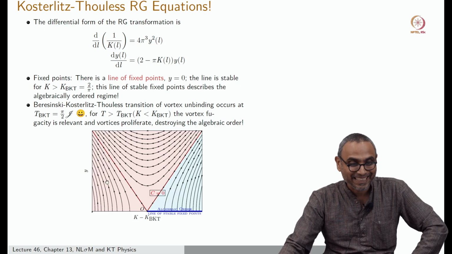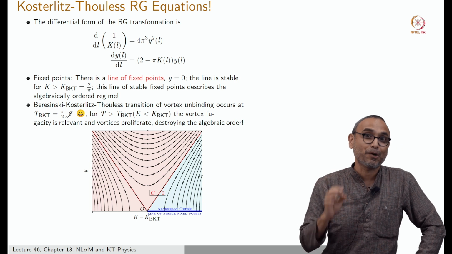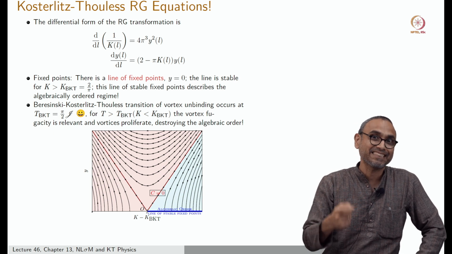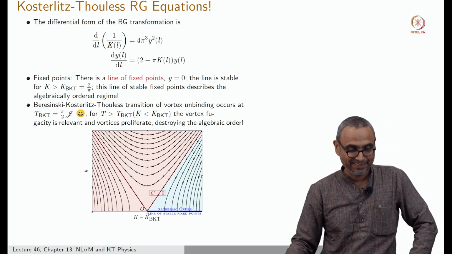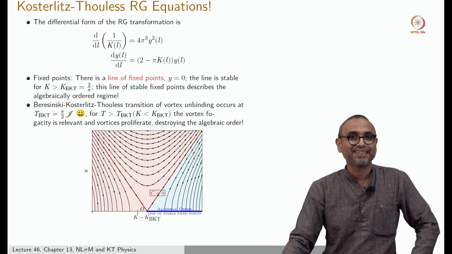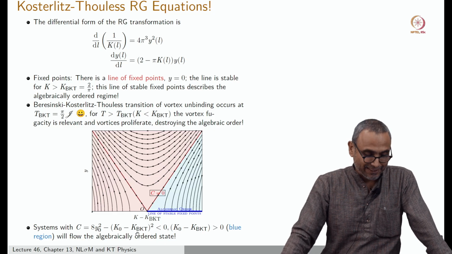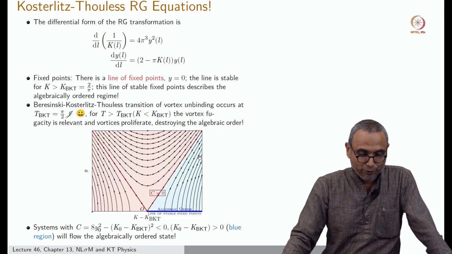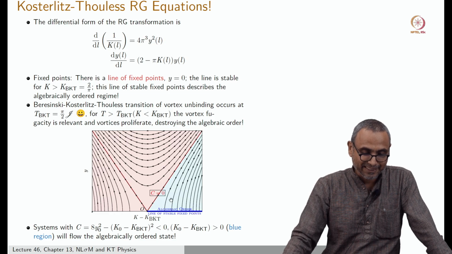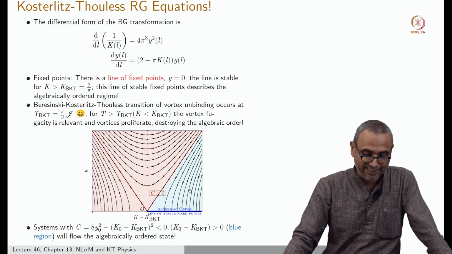So now comes the question, what happens at this point? That point is where you have the Kosterlitz-Thouless phase transition. So you go from this algebraically ordered phase to the paramagnetic phase. Okay. In fact, just a small tidbit here. If you are in this regime, so if your initial fugacity and the K_0 were in this regime, in the blue regime, you will always flow into this algebraically ordered phase. If you are anywhere else, you will flow to the paramagnet.